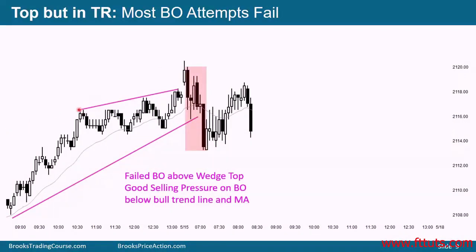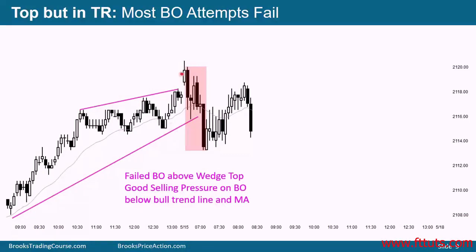There are different ways to look at this. You can call it a wedge, 1, 2, 3, and a bull breakout above the wedge that failed and reversed down. You can call it simply a trading range and a higher high major trend reversal, a parabolic wedge, 1, 2, 3. In any case, we're trying to rally strongly and we are reversing.